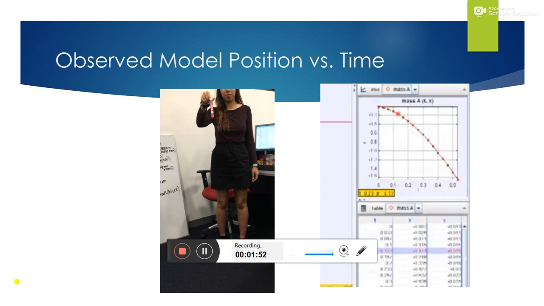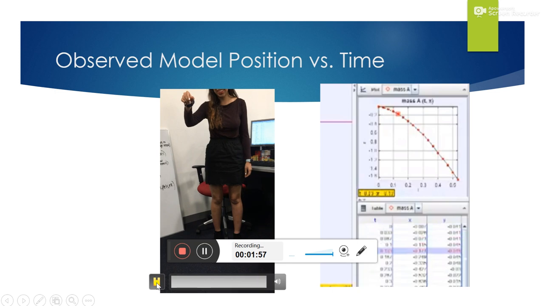First, I took this video and inputted it into Tracker in order to track the model position versus time for when I dropped the highlighter. This is the graph that I ended up getting, and you can see that it's a quadratic graph, as in it starts off up here and then ends up going downwards, which makes sense because the object starts at a high position and then eventually goes down. This is the graph that we're going to later compare to our computational graphs.